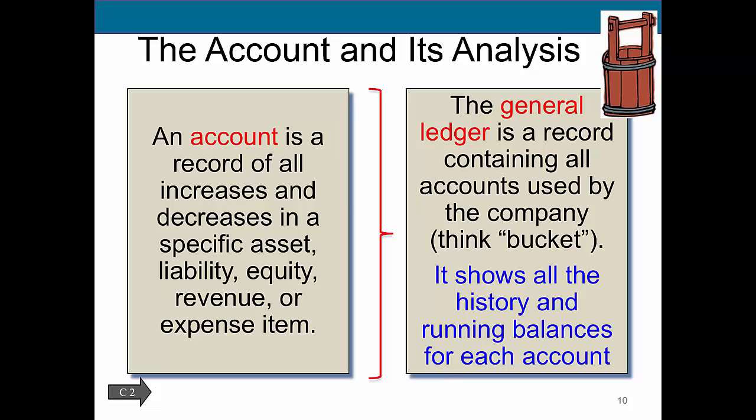The general ledger is a record containing all accounts used by the company. The accounts are arranged in the order of the balance sheet, that is, assets, liabilities, equity, revenues, and expenses, and report balances after every transaction. The general ledger is like a bucket that holds all accounts. It contains everything that happened to each account, all of the history of a company's transactions in date order for each account since the company started. The general ledger also shows a running balance for each account.